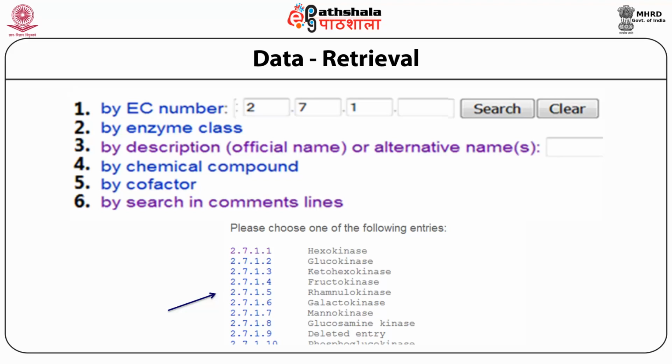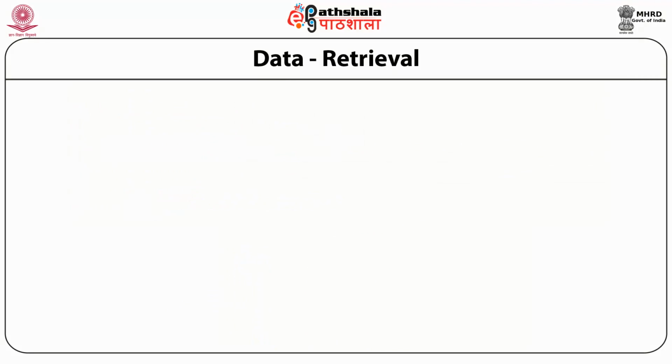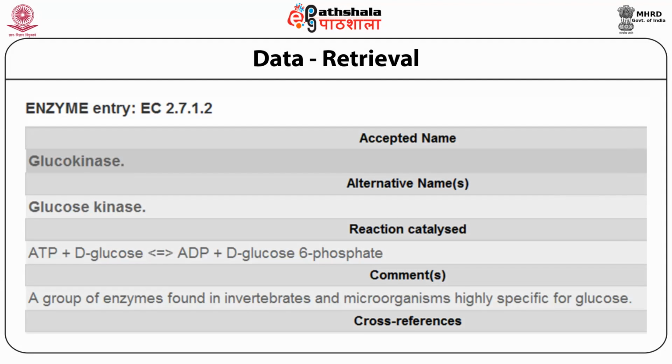Let us say that we want to have a look at the second enzyme, 2.7.1.2, which is glucokinase. So simply click on this number so that the record of this enzyme is presented in the browser window. The data in this window shows that this glucokinase has an alternative name, that is glucose kinase. The reaction catalyzed is ATP plus D-glucose, yielding ADP plus D-glucose 6-phosphate. The reaction catalyzed is slightly different from the one catalyzed by hexokinase.